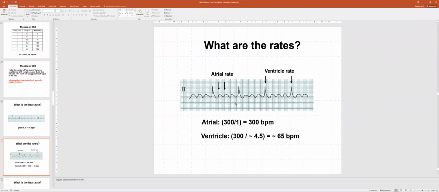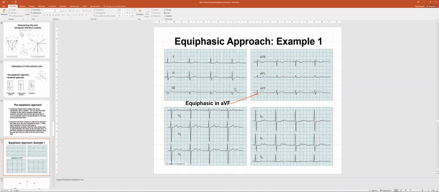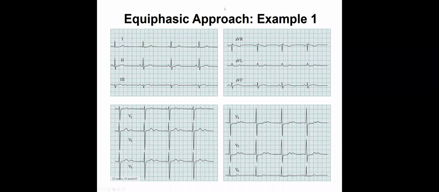Heart rate, I'm not going to go through the heart rate because you know these rules. Let's see this kind of approach, the equiphasic approach to the axis. Let's go back to Biniam, because you were not sure what the answer was. Which is the most equiphasic lead? AVF. AVF is the equiphasic one. Good.